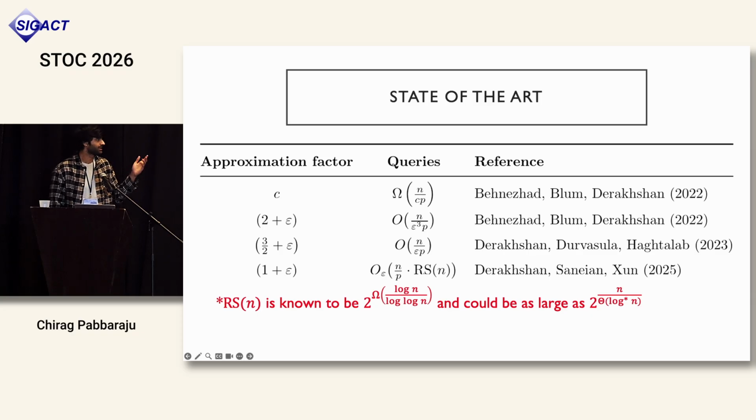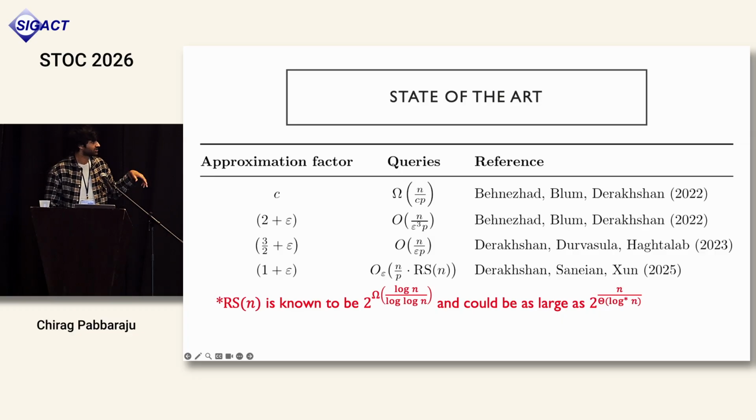And I must say that this algorithm actually was also efficient, so that's one nice property about the algorithm. Okay, but since then, the 2 plus epsilon factor was improved in this follow-up work by Derakhshan, Durvasula, and Haghtalab to a 1.5 plus epsilon factor. This cannot be efficient, but nevertheless, it uses only n over epsilon p many queries. So that's an improvement over the 2 plus epsilon with a fewer number of queries as well.